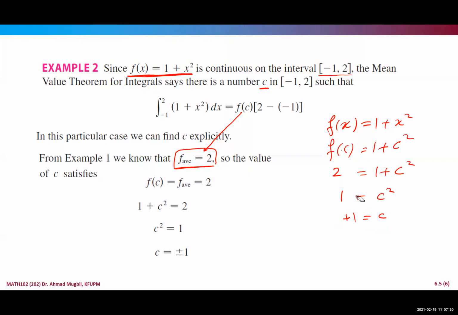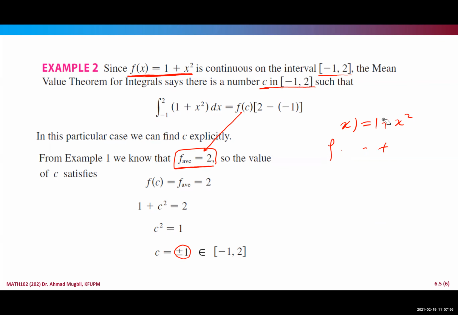Do you recall the graph that we showed you in the previous example? Now I think it will be more clear for you. You need to check, by the way, if you got the values of c, you must check that they are inside this interval. If they are not, reject them. So this is also one of the main conditions of the mean value theorem, that the number must be within the interval that you are integrating on.